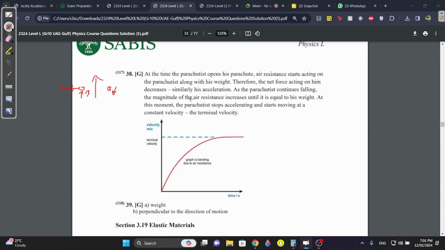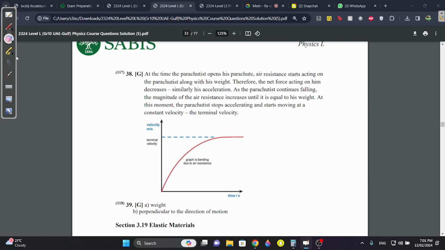Since there's going to be drag that's pulling him upwards, the air resistance, the acceleration will decrease. A will decrease. As he continues falling, the magnitude of the air resistance increases until it's equal to his weight. So he continues falling until the drag force is equal to the weight force. And if you watch my other recordings, this is when we say he reached terminal velocity. So he stopped accelerating at this moment and he reached the constant velocity, which is called the terminal velocity.